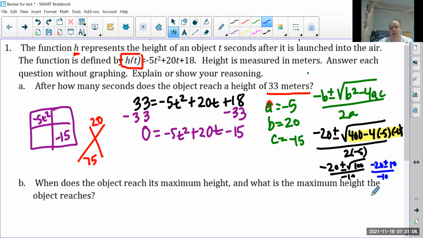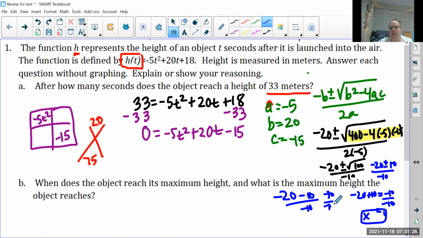So negative 20 plus 10, running out of room, would give you negative 10. Negative 10 divided by negative 10 equals negative 1. So that's one of my answers. And then I'm going to do negative 20 minus 10 divided by negative 10. So negative 20 minus 10 will give me negative 30.